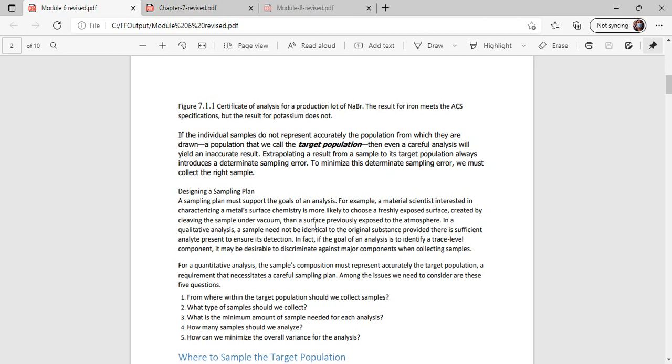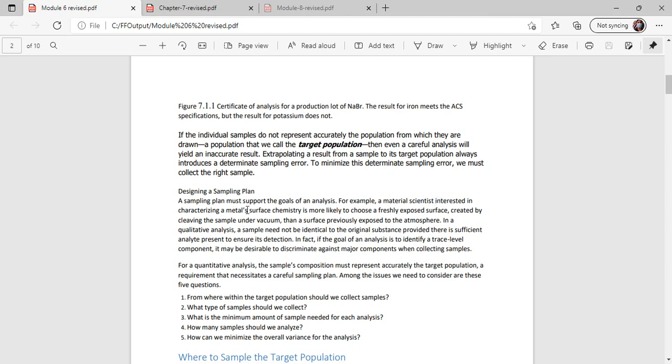A sampling plan must support a goal for your analysis. For example, a material scientist interested in characterizing a metal's surface chemistry will more likely choose a freshly exposed surface created by cleaving the sample under a vacuum, than a surface previously exposed to an atmosphere, because kung mas na-expose sa atmosphere, ibig sabihin mas damo nga contaminants or interference. So, mas ginapili ya ang mga fresh nga sample kaysa sa mas dugay na nga sample nga kwaon.